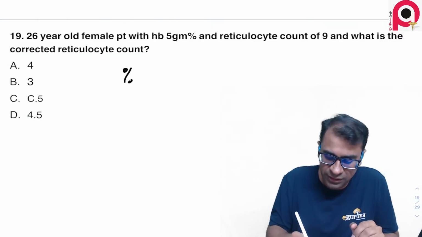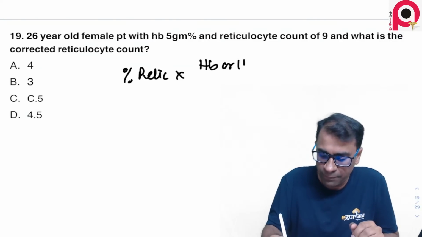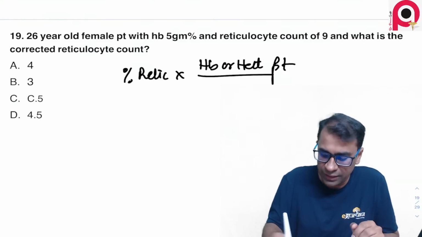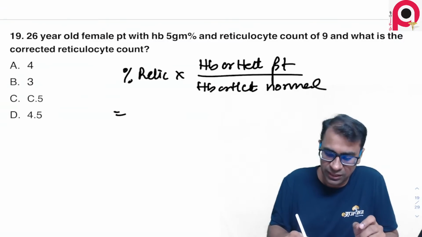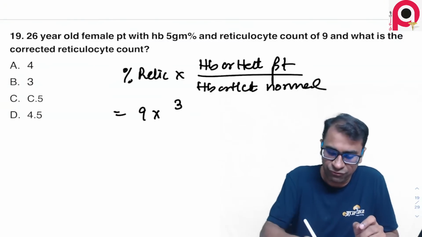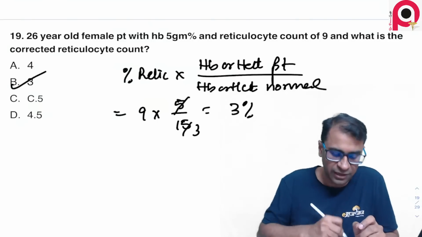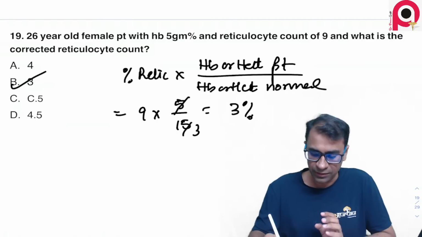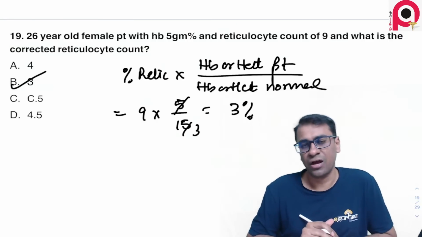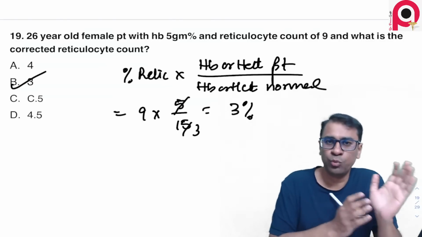So corrected retic percentage is retic percentage into hemoglobin or hematocrit of the patient divided by hemoglobin or hematocrit of the normal person. So in this case, retic percentage is around 9 into hemoglobin 5, and normal we take as 15, बन गया 3%. The answer clearly is 3% here. That's the right answer. Okay, that's the right answer. This is a corrected retic count, and do also revise everything about reticulocyte count. There's staining, which is a supravital staining.